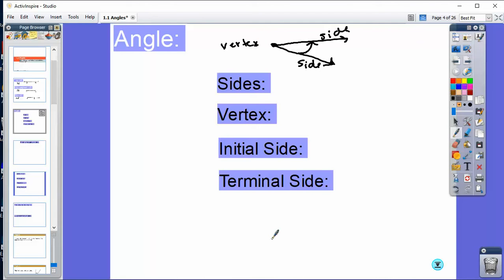We have an initial and a terminal side. So initial means beginning. The way I have my angle drawn, you look on the inside. Which one is the beginning side here? Bottom or the top? The bottom. So this is my initial side. And that's my terminal side.